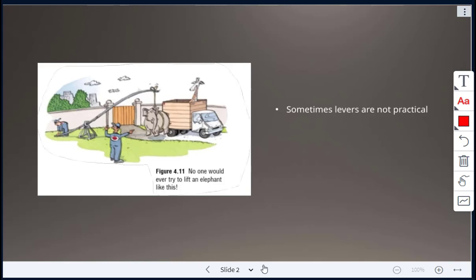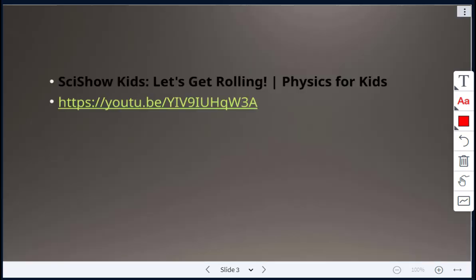All right, so just in this diagram, what we're looking at is that sometimes levers are not practical to use, right? If you're trying to lift up this elephant, it's not a good idea to try and do that with a lever. So we do have to look at some other simple machines. The first one we're going to look at today is the wheel and axle. So I do have a video here to show.